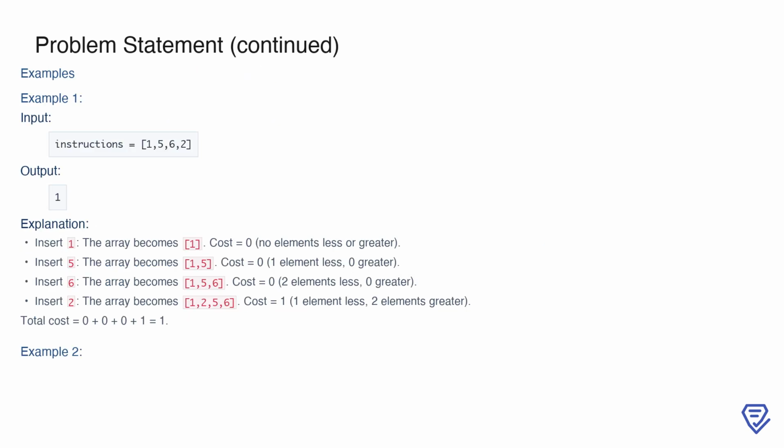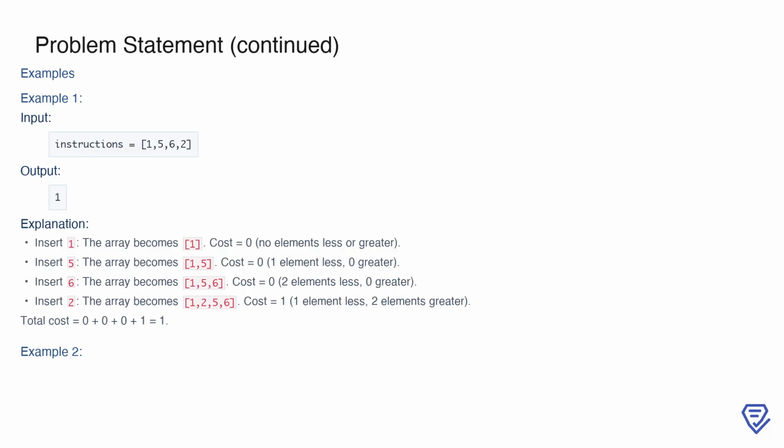Consider the first example, where the instructions array is 1, 5, 6, 2. We start by inserting the first element, 1, into the empty array, resulting in 1. Since no elements exist before this insertion, the cost is 0. Next, we insert 5, creating the array 1, 5. Here, there is one element less than 5 and none greater, so the cost is again 0.